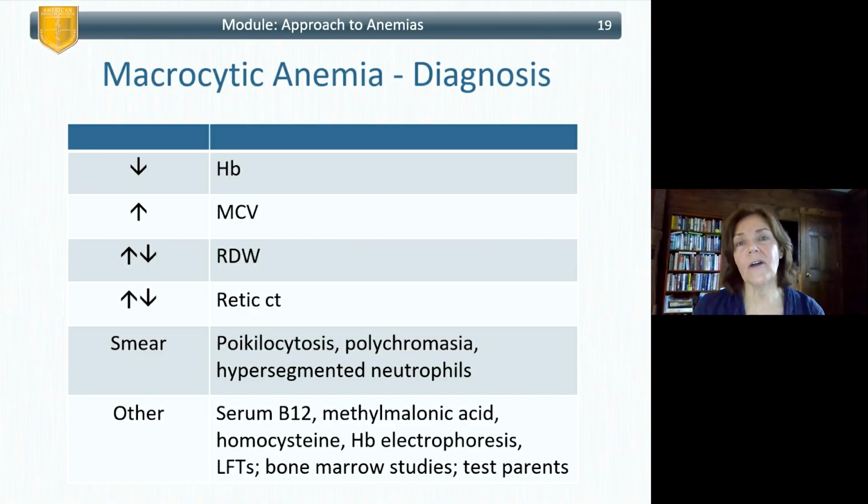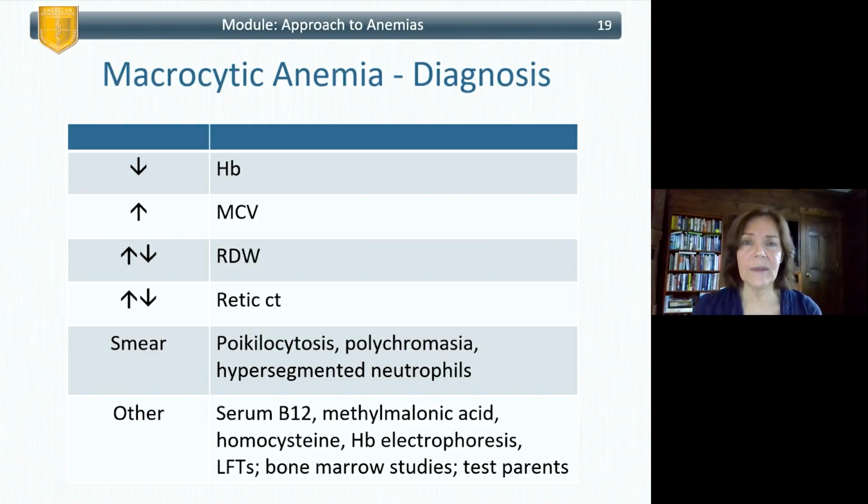Hypersegmented neutrophils are often seen in B12 deficiency. Other tests that you might want to get, besides your CBC and retic, include a serum B12 level, a methylmalonic acid level, and homocysteine. These help to diagnose B12 and folate deficiency. Often you cannot rely on the B12 level or folate level because these are falsely elevated just from having a meal right before the blood test that has some B12 or folate in it, and it will not reflect the actual stores in the body.